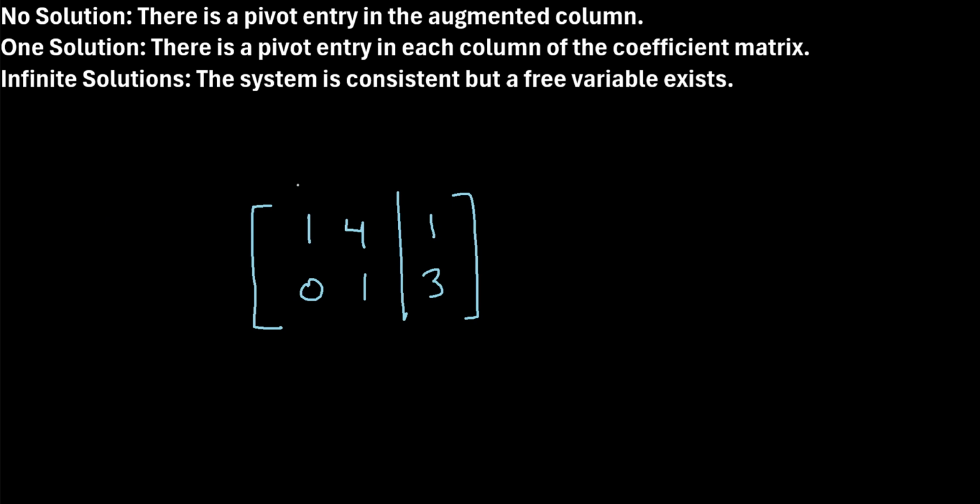All right, let's try another one. Let's say we have this matrix. How many solutions are there to this system of linear equations? Well, let's first identify our pivot entries. In the first row, the pivot entry is this 1 right here, the first non-zero value in the row. In the second row, the pivot entry is this 1 right here.